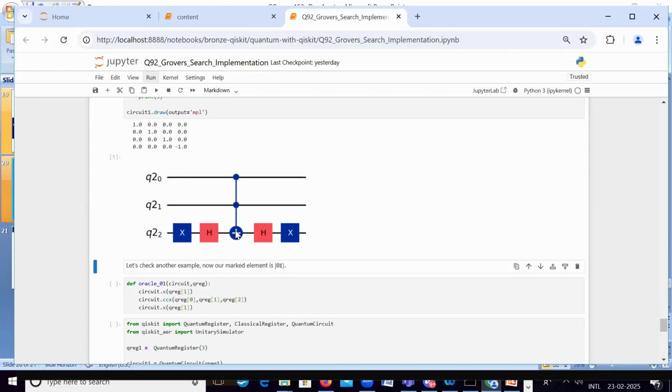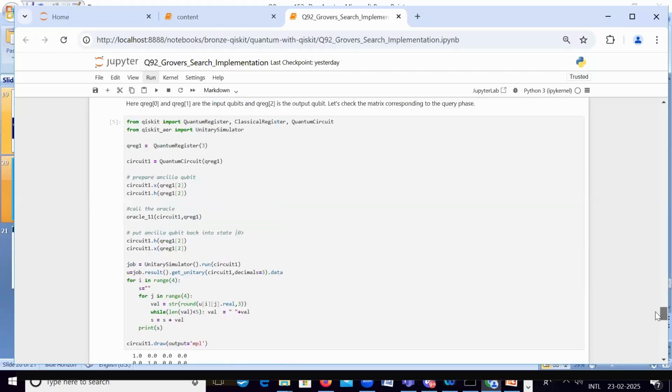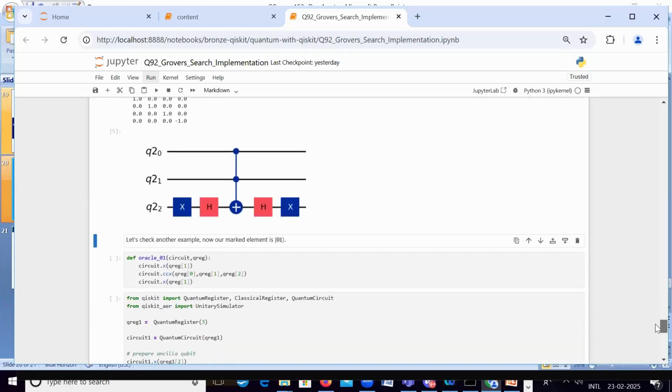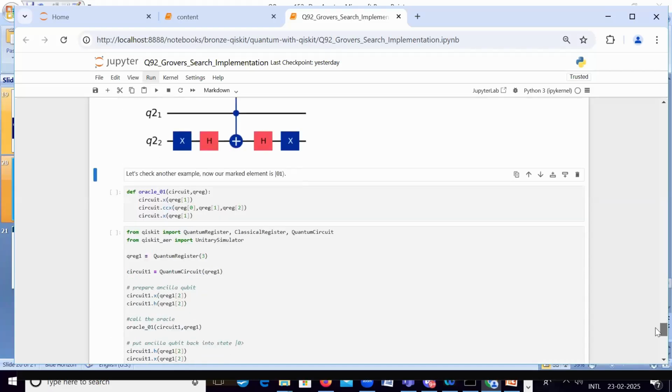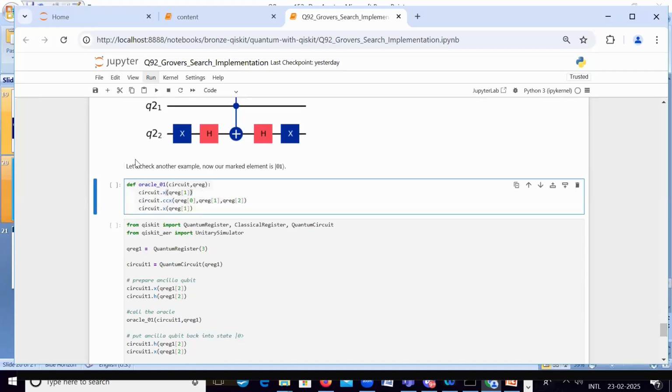Now here also the same. Now this operation is our oracle operation, and X, H in the sequence marks the ancilla operation. Back one is the HX here, and in between there is one operation, which is the oracle operation that flips the state of the marked element. Let's take another example. Now the goal is to see that the marked element is 0, 1.